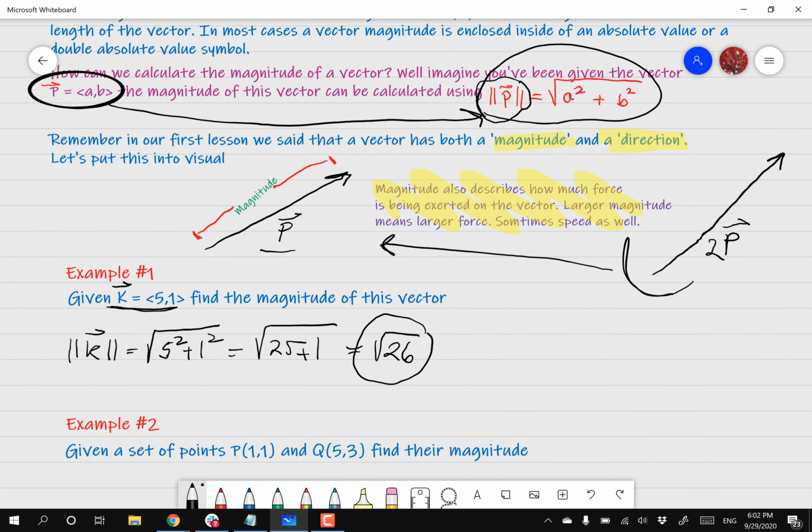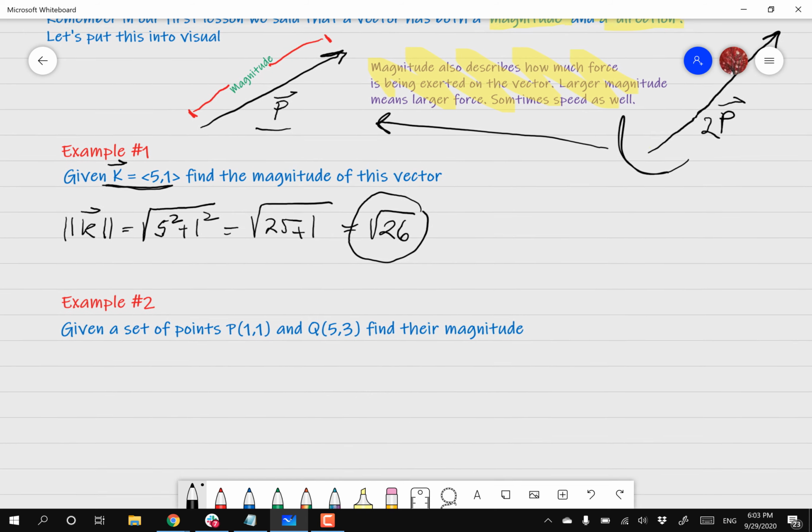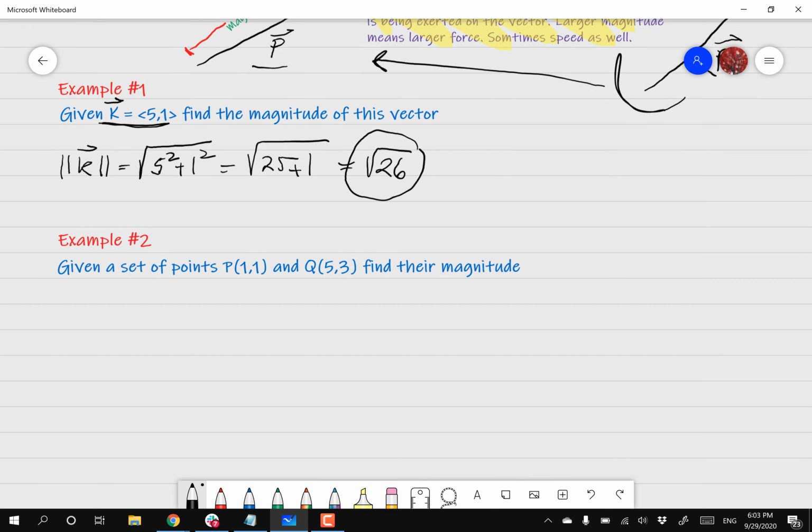In order to make some more sense out of this, we're going to talk about our second example. This is probably a pretty common example that you're going to see in your exams or in your homework. So we're given a set of points, P and Q. Point P has the coordinates 1 and 1. This is not a vector, just to make that clear, because it's not inside of a bracket. We typically represent vectors with brackets.